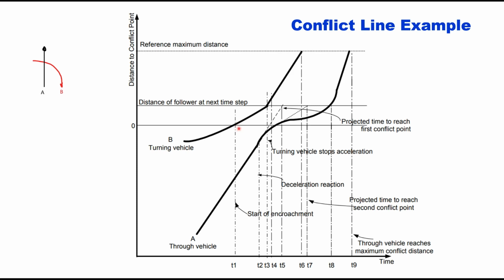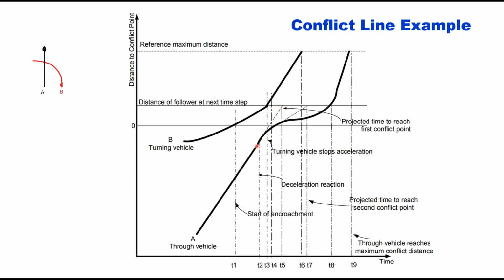And at time t2, this vehicle which is on the main street realizes that a collision might occur, and therefore it starts braking to avoid the collision. And it continues deceleration up to this point, that is t5. So if this vehicle continues at a normal speed, it doesn't decelerate, then this will be the time when it will reach the encroachment point, that is t5.